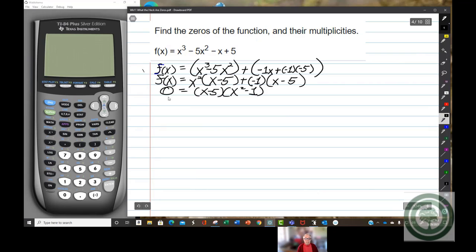It would actually have been better to go ahead and put the 0 there, if I'd done it earlier. But it got done. That's what's important. 0 equals, what a surprise again, x squared minus 1 factors into x plus 1 times x minus 1.